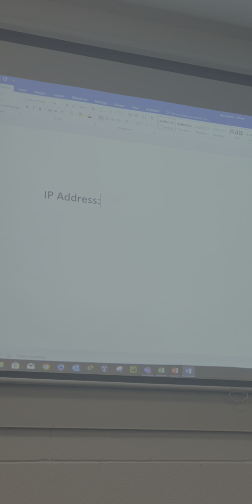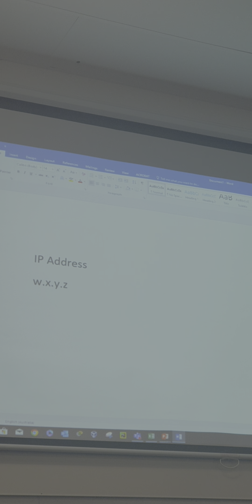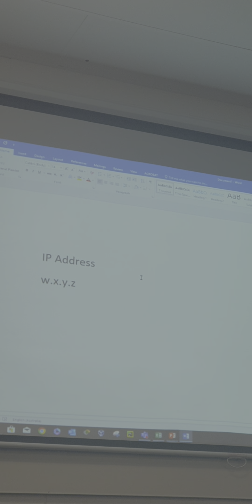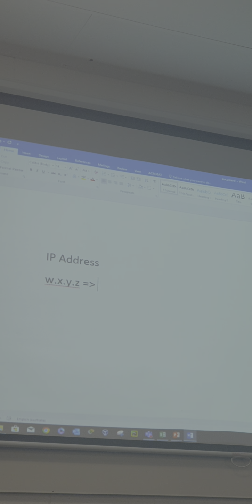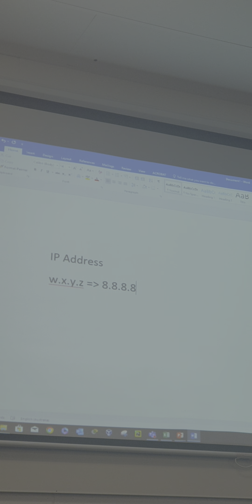An IP address consists of four octets. So it consists of 4 numbers that are separated by dots. It's a 32-bit address, as I mentioned before. So it's going to be 8.8.8.8 bits long, so it's 32 bits.